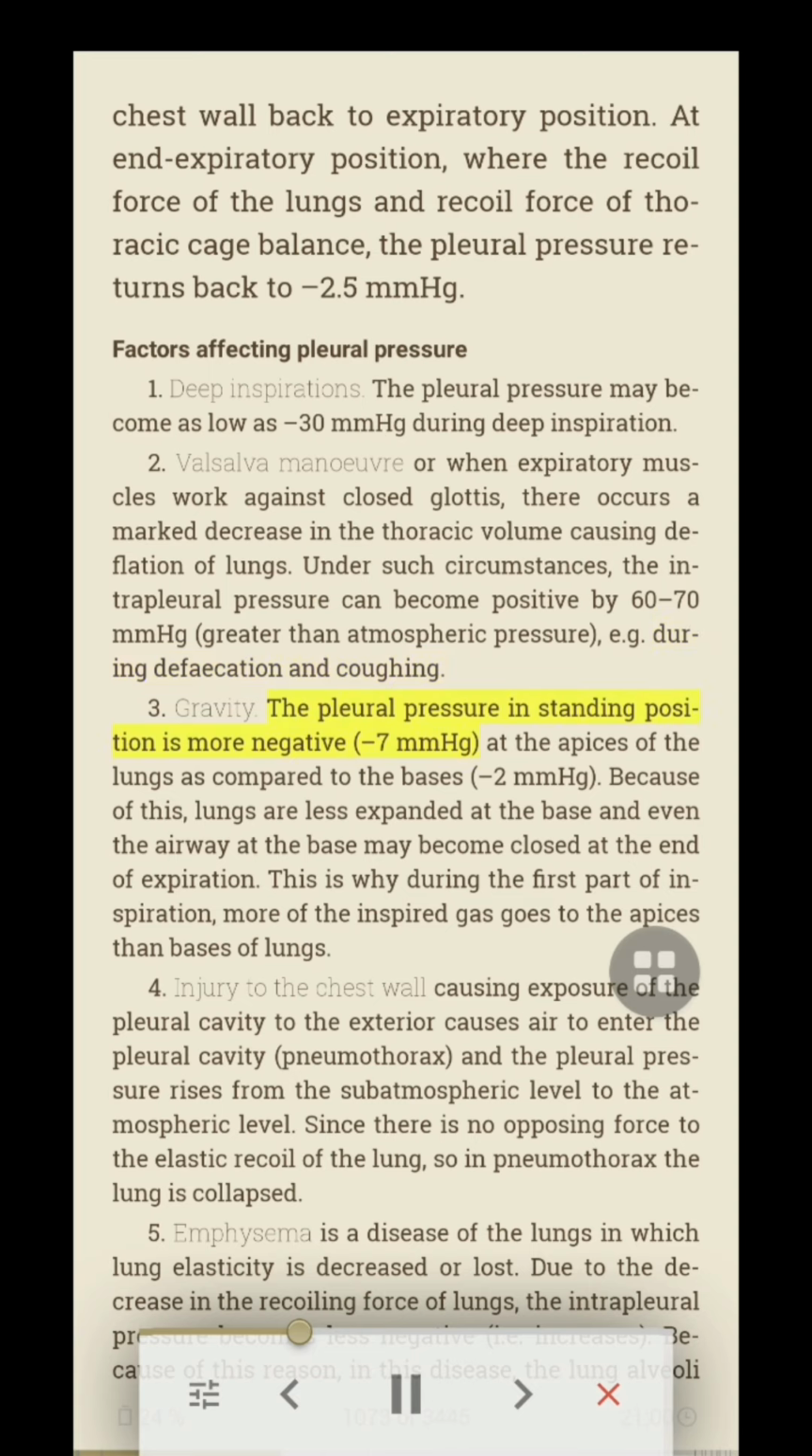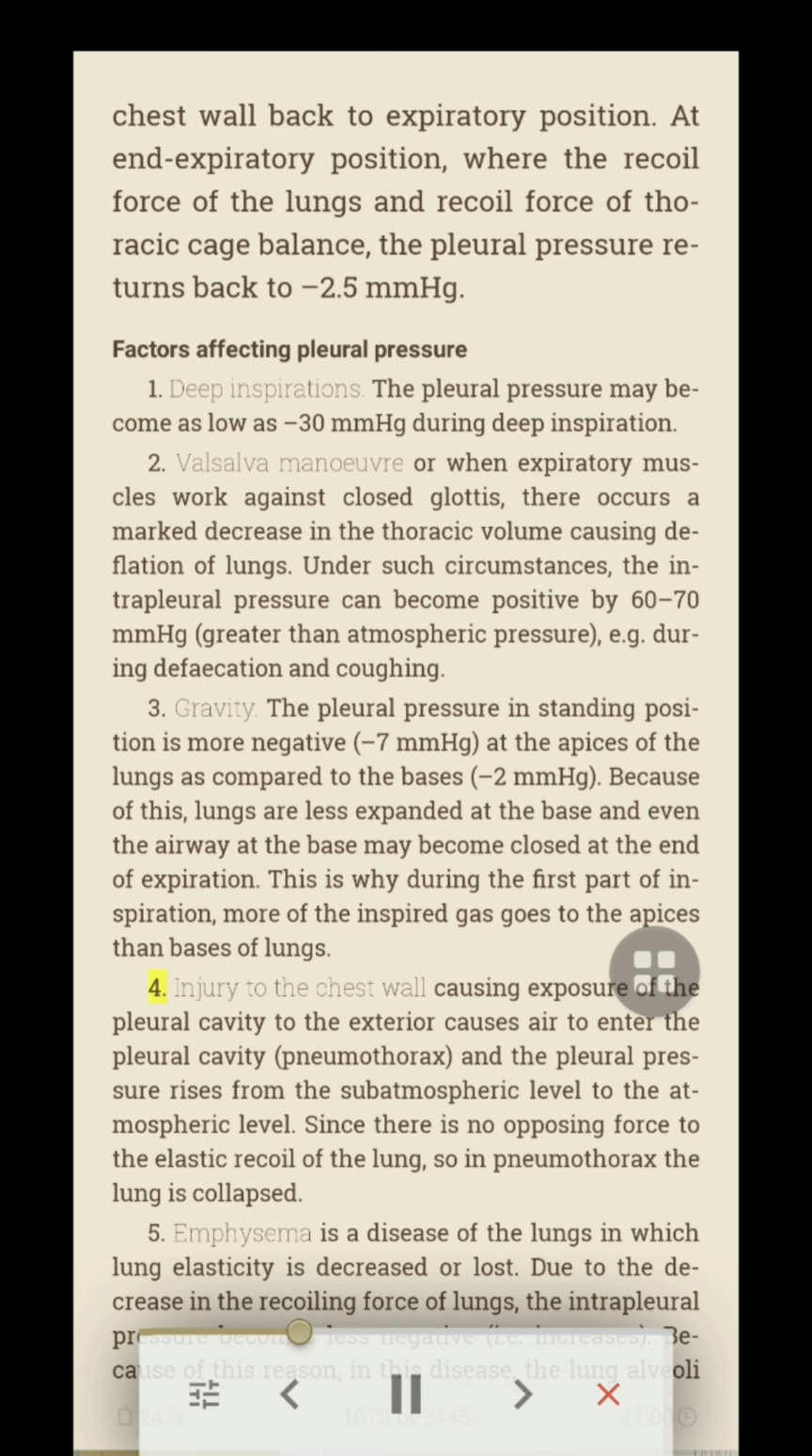3. Gravity. The pleural pressure in the standing position is more negative, -7 mmHg, at the apices of the lungs as compared to the bases, -2 mmHg. Because of this, the lungs are less expanded at the base and even the airway at the base may become closed at the end of expiration. This is why during the first part of inspiration, more of the inspired gas goes to the apices than the bases of the lungs.